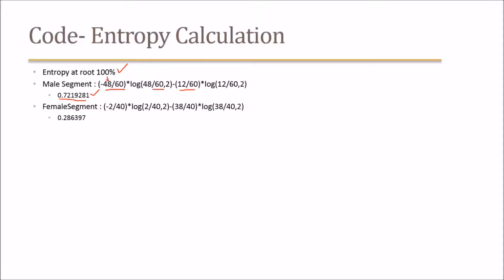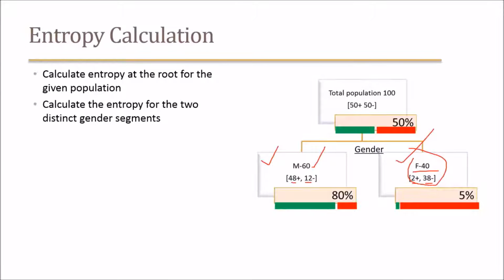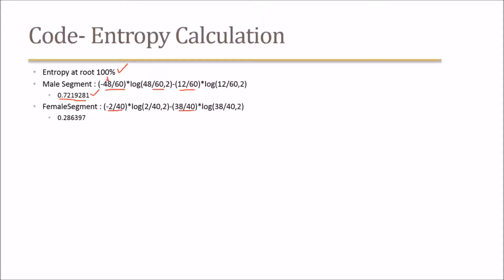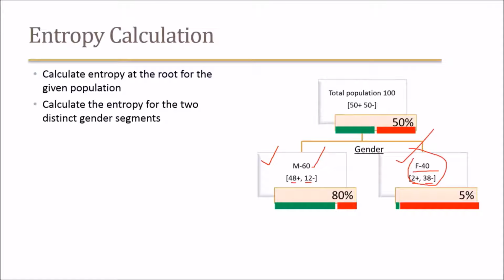Now female segment, if you consider female segment, there are 40 female customers. Out of them 2 have bought, 38 haven't bought. In that case, when you calculate the entropy, 2 by 40 is the probability of positives, 38 by 40 is the probability of negatives. When you calculate entropy or impurity, finally the impurity is 30% or like 28.6%, which is a real good indication that this is a pure segment. You can actually name this as really nearly pure.